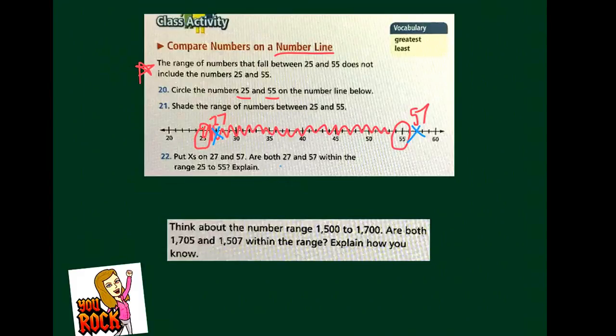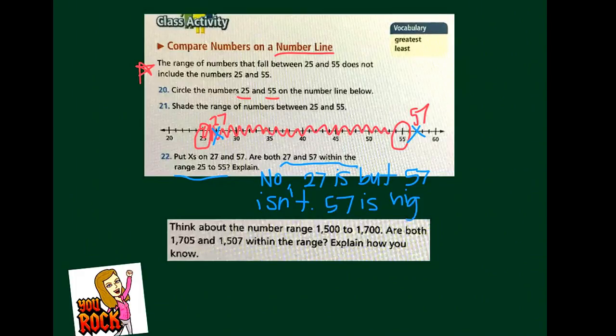Are both 27 and 57 within the range 25 to 55? Explain. Well, I would say that no, both of them are not, due to the fact that 27 is, but 57 isn't, because it is too large. 57 is higher than 55. Or I could even say greater than 55.